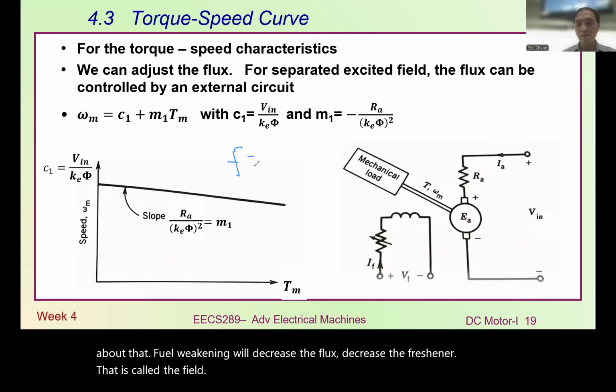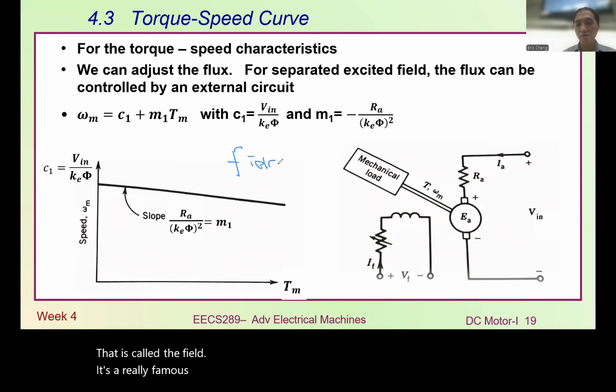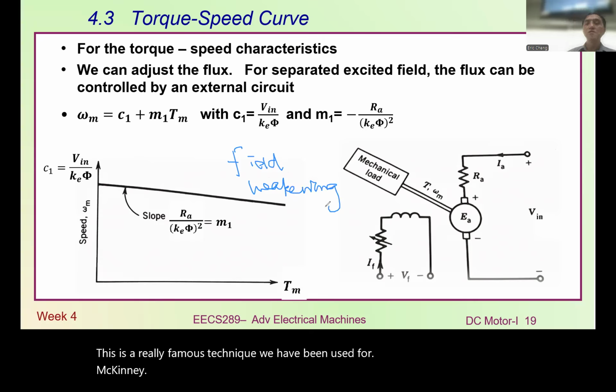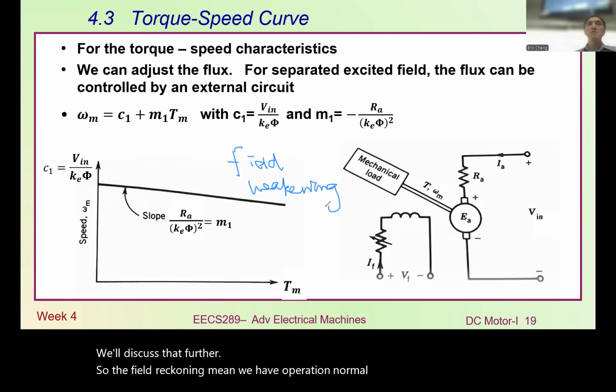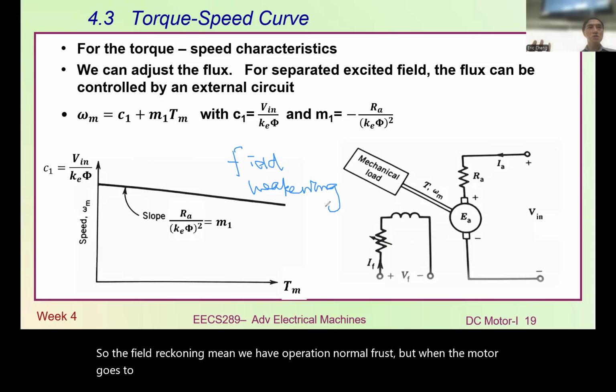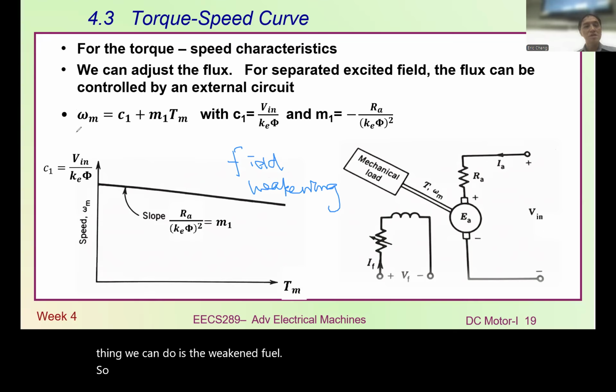There's a really famous technique we have been using, field weakening. We'll discuss that further. So field weakening means we have normal flux operation, but when the motor goes to a top speed, we want to overdrive the motor. The only thing we can do is to weaken the field so that we can further increase the speed.